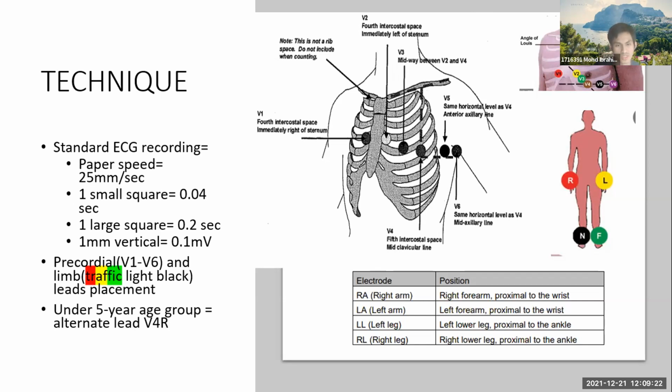For children under 5 years of age, we put an alternate lead, V4R, at the same level as V4. This is because their right ventricle is located near the right sternum.